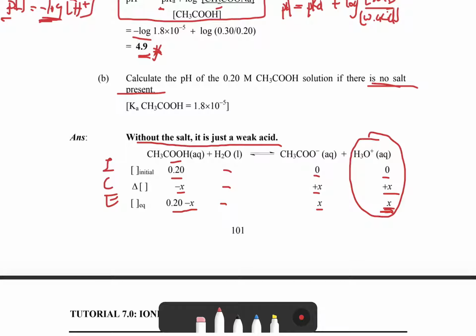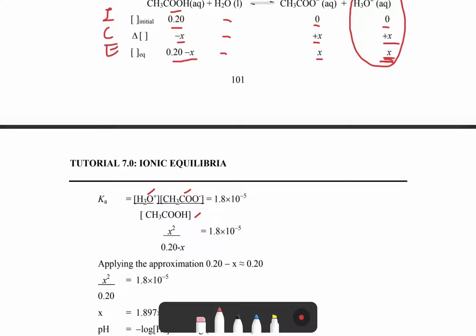Okay, now we solve the X problem. Kita cari nilai X guna Ka. So Ka, concentrations product over reactant, which means concentrations of hydronium ion times concentrations of ethanoate ion divided by concentrations of the weak acid. Remember the H2O. Okay, H2O is liquid. Liquid, solid, dia tidak include dalam K expressions.